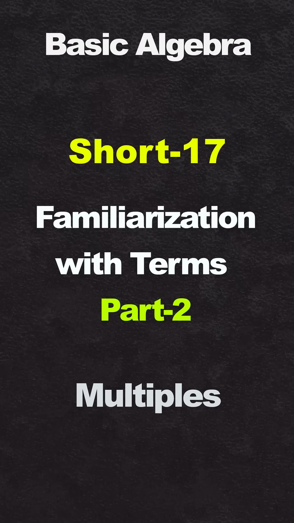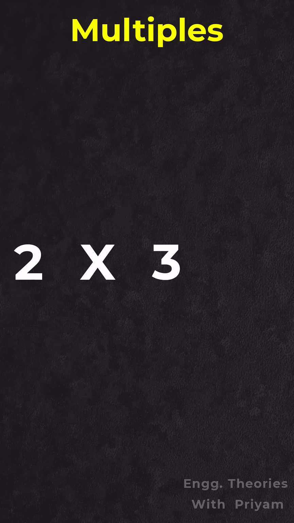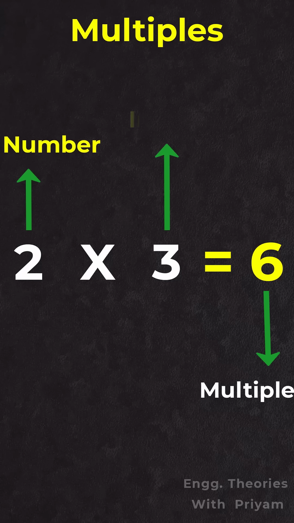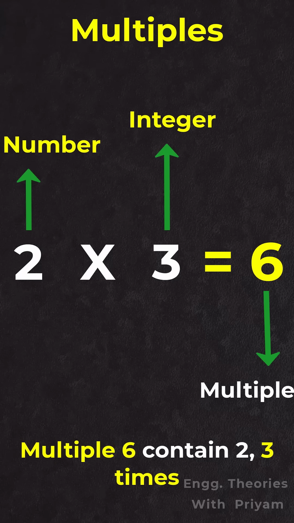In this short video, we'll talk about multiples. While factors break down a number into its divisors, multiples expand it by multiplying it with whole numbers. A multiple of a number is the result of multiplying that number by an integer. In simple terms, a multiple contains another number a certain number of times exactly.